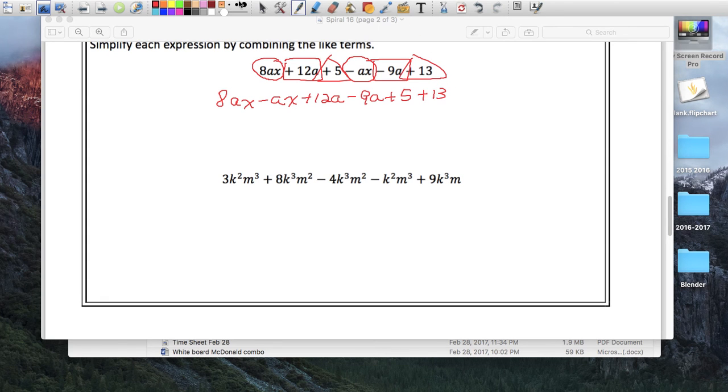I can combine them. 8x minus ax. Remember, when you only see a variable with no numbers or coefficients, you can pretend there's a 1 here and then put that 1 there. So that really says 8x minus 1x, and that's 7ax.